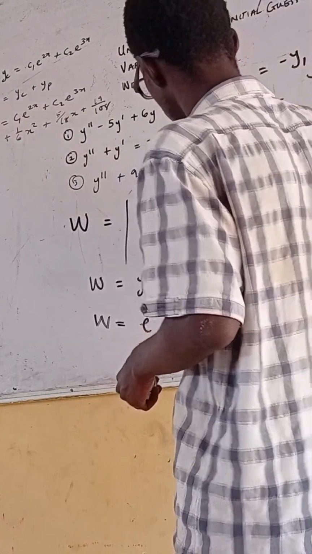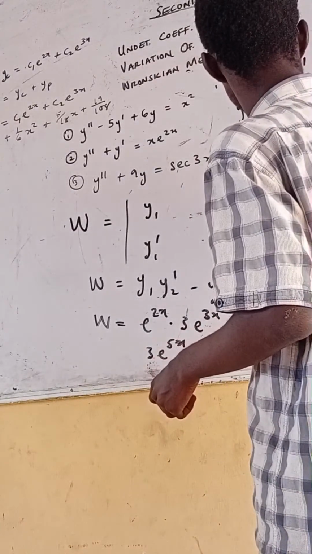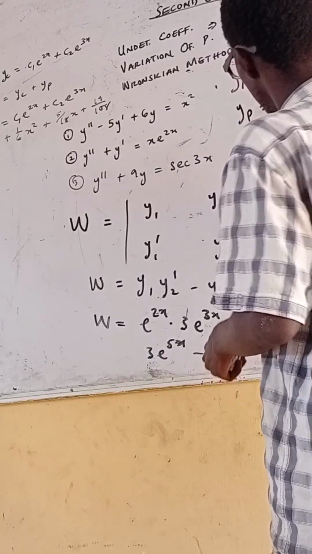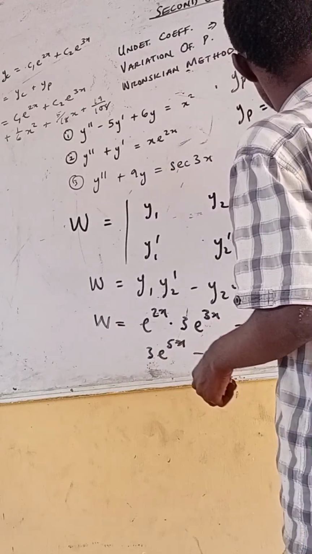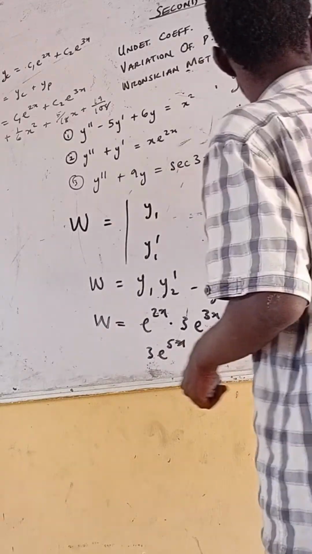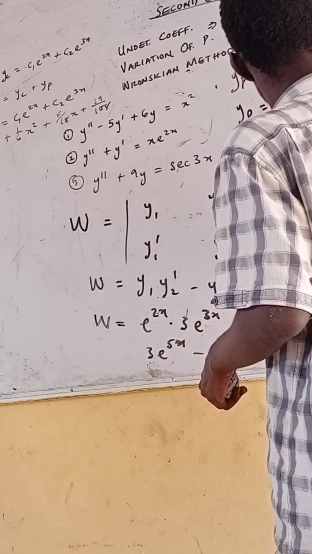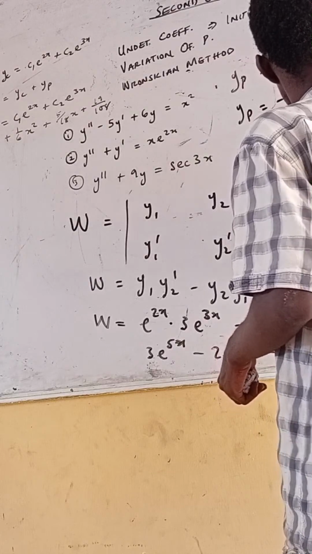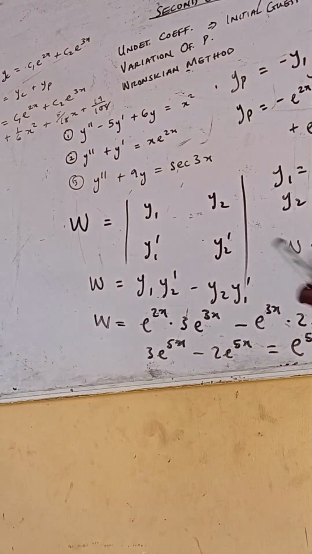Minus y1. What's my y1 now? y1 is e raised to power 2x. Minus e raised to power 2x integral of what's y2? e raised to power 3x. What's my r? x squared, over what's my Wronskian? e raised to power 5x. Plus what's my y2? e raised to power 3x integral of what's my y1? e raised to power 2x times x squared over e raised to power 5x.